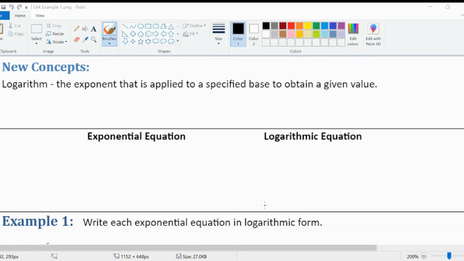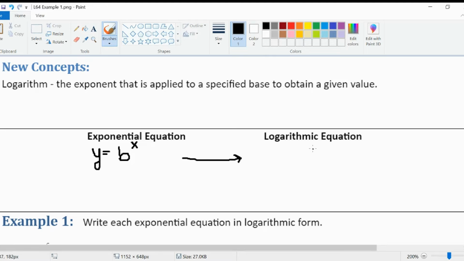Applied to a specific base to obtain a given value. So a logarithm is basically the exponent that you need to make an exponential equation true. So first we'll look at the exponential version of an equation and then use that to convert into a logarithm version. So first, an exponential equation is y equals some base to an exponent. We'll call it x. So y equals b to the x power.